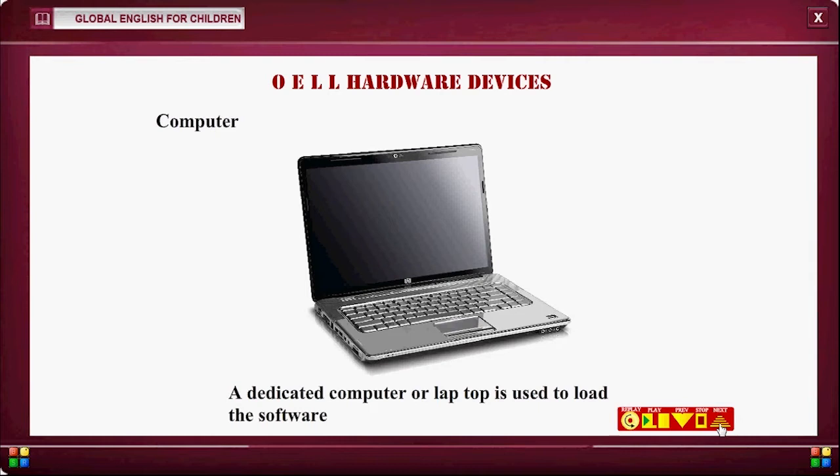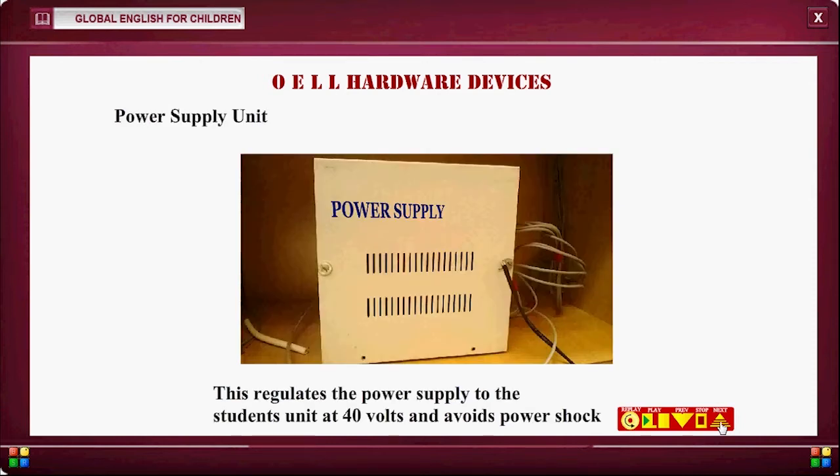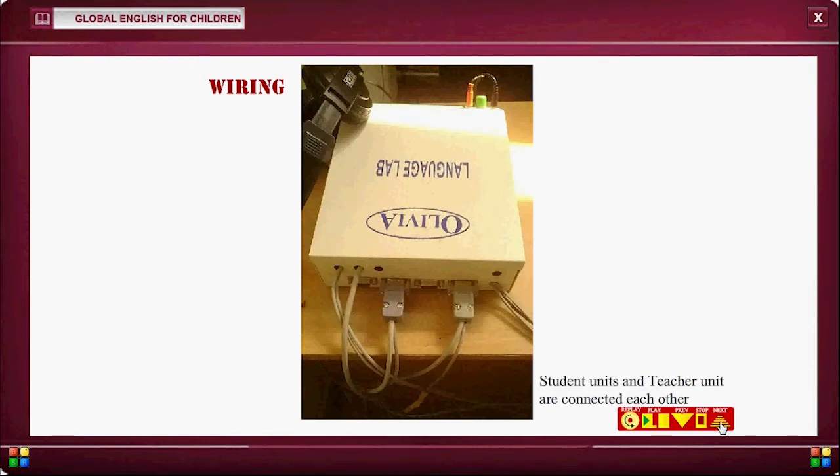Computer. We use a dedicated computer or a laptop to load the software. Projector. LCD, DLP or LED projectors are used to project the visuals in the computer onto a big screen. Power supply unit. This regulates the power supply to the student units at 40 volts. This avoids power shock from the unit to the students. Wiring. The student units are connected to the teacher unit with wires to make the running of all functions smooth. The total installation is done on a turnkey basis.